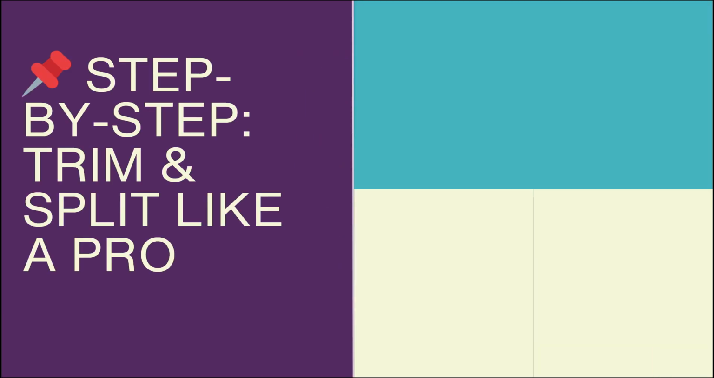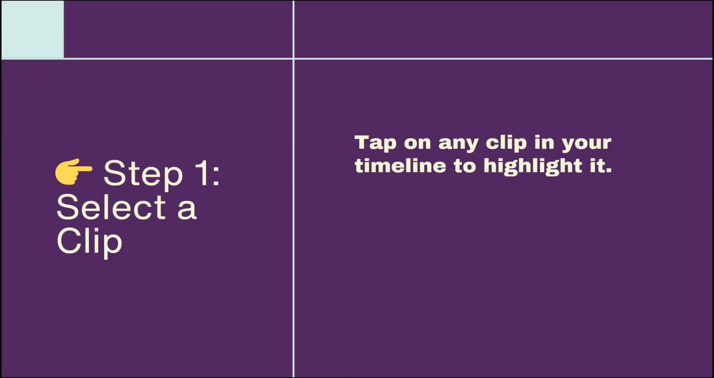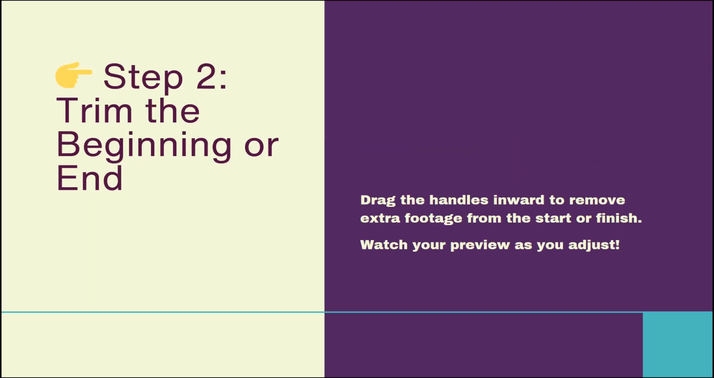less footage. So first you're going to open up CapCut and you're going to select a clip. Tap on any of the clips in the timeline to highlight it. And then you can simply drag the handles inward to remove extra footage from the start or the finish. And watch your preview as you adjust.